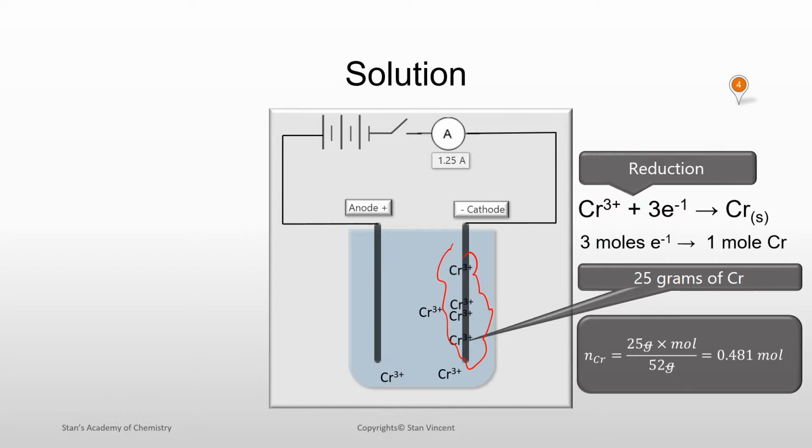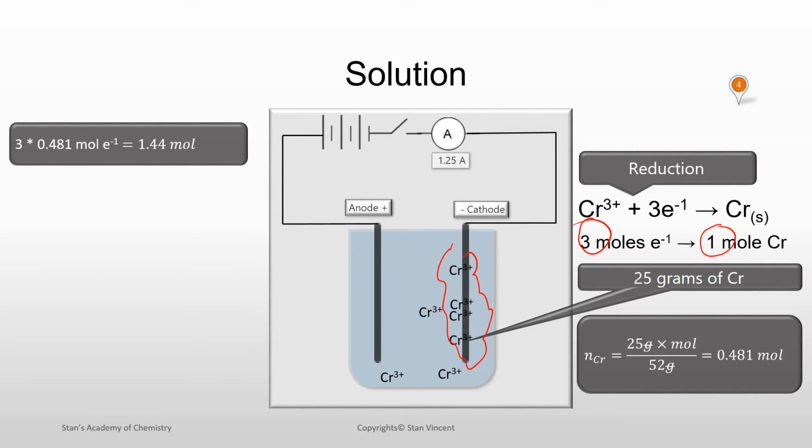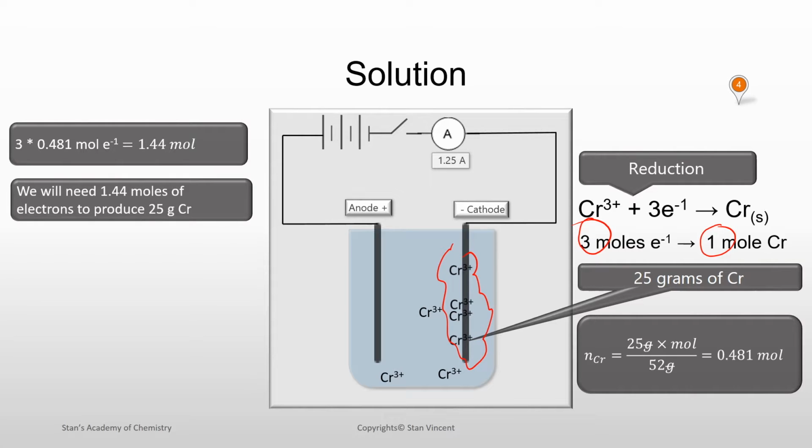So now that we have the number of moles of chromium, we can also calculate the number of moles of electrons flowing through the circuit. The equation tells you for every 1 mole of chromium, we need 3 moles of electrons. So for 0.481 moles of chromium, we need 3 times 0.481, which is equal to 1.44 moles. So that's the quantity, 1.44 moles of electrons, required to deposit 25 grams or 0.481 moles of chromium.